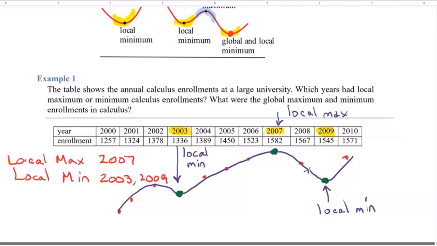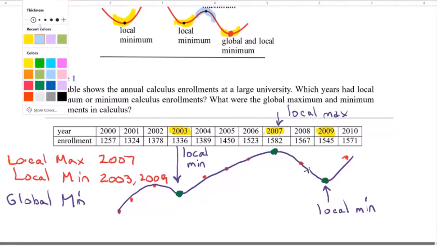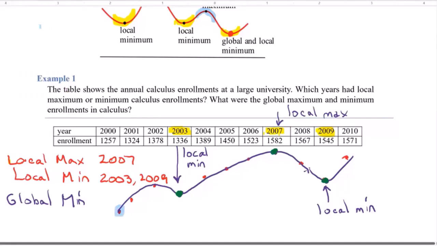Now, that pretty much takes care of that. What were the global maximum and minimum enrollments in calculus? So the global minimum is the smallest value. And we can see that that's going to occur right here at the end of the graph. So what year is that? That is year 2000. That's the global minimum.